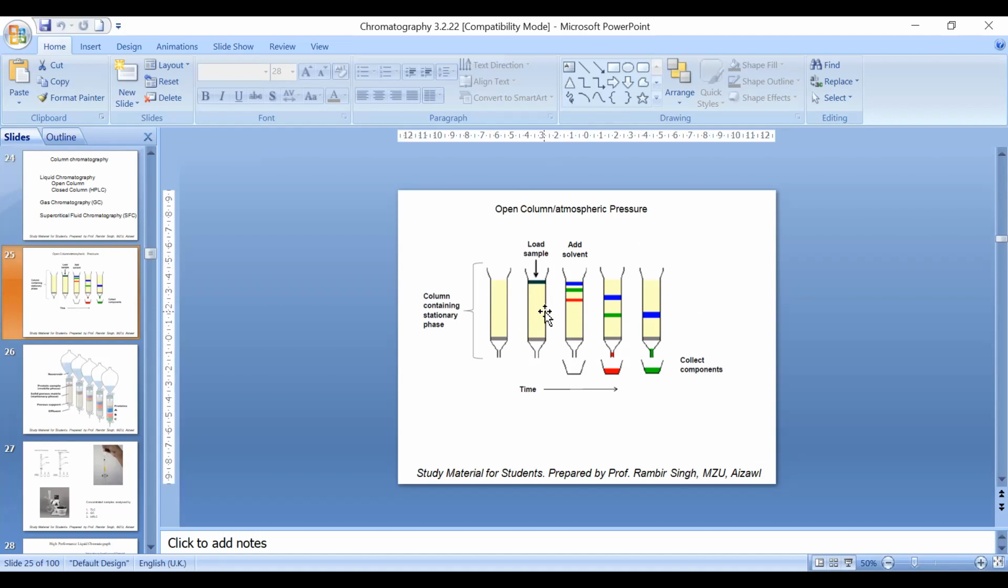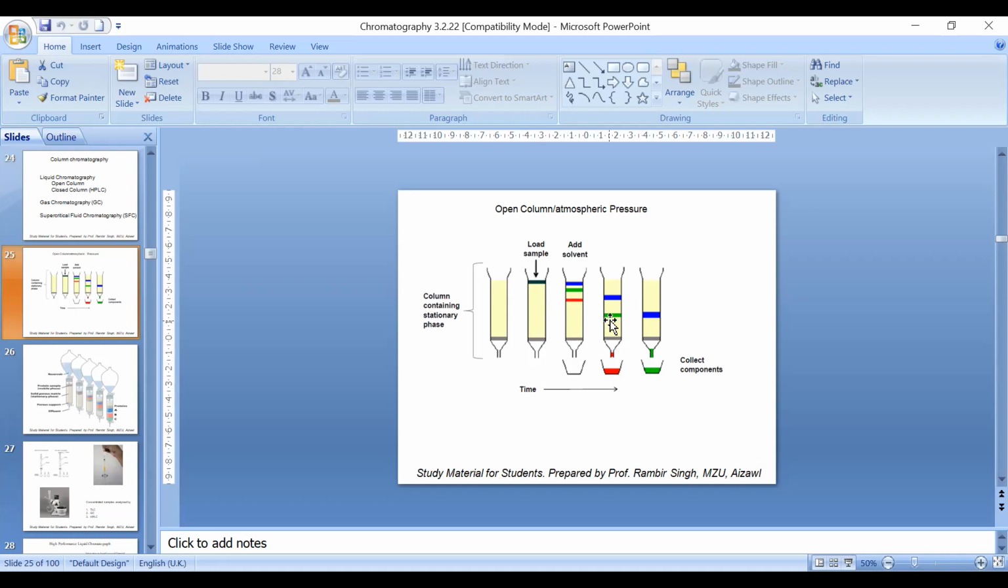Why very poor resolution? You can do this exercise in your lab. You take a column and load it with sand, taken from outside your classroom, and then percolate it with water. You will find that water is not moving. Take another column and now put bigger gravels, bigger particle size, and you'll find that water is moving.